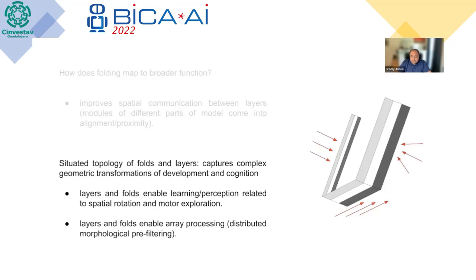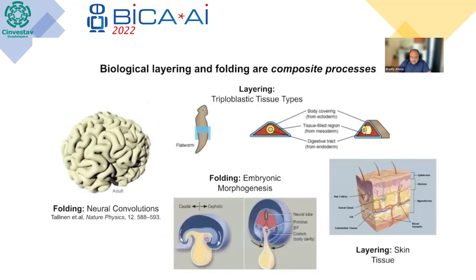Layers and folds, however, can also enable things like array processing. So they can actually enable things to be sensed or things to be active from multiple angles and multiple directions. And so this may act as a sort of distributed morphological pre-filtering of information before it makes it to the actual model. And we'll see an example of this in a little bit.